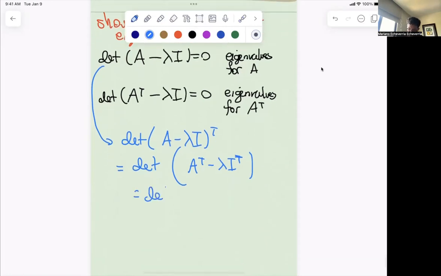But A transpose is A transpose. Lambda is just a number, but what is I transpose? What's the transpose of the identity? The identity is its own transpose, right? So you see, actually, these two equations are the same.